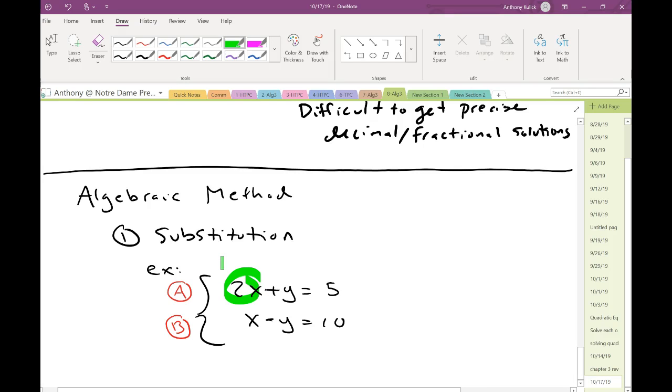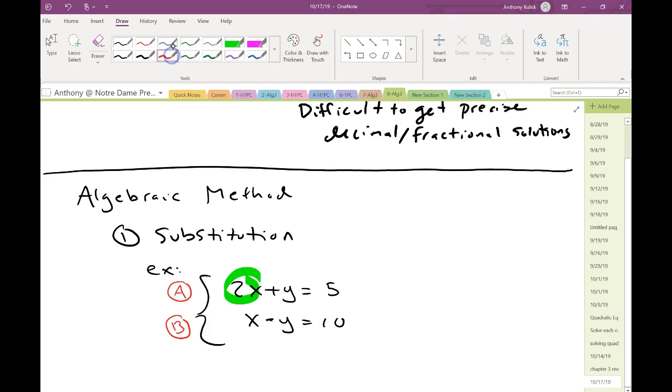Why would that be a bad choice? To get the x by itself, what am I going to have to do? Divide by 2. What's that going to create in this case? Fractions. Do I want to have to deal with fractions if I don't have to? No, not unless I absolutely have to. There might be some problems where there is no good choice. But here we have lots of good choices, right? Any of these variables other than the 2x would be a good one to isolate. Is everybody okay with that idea?